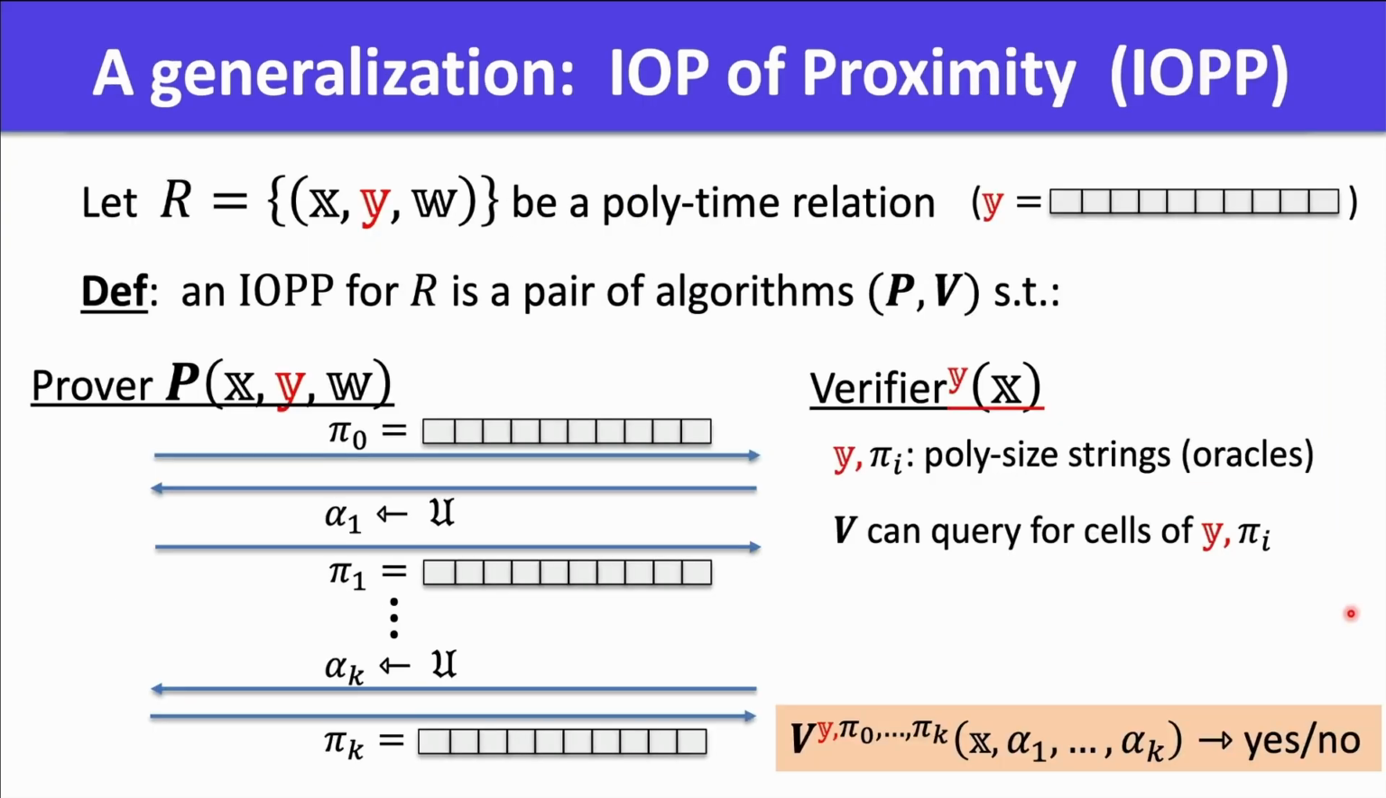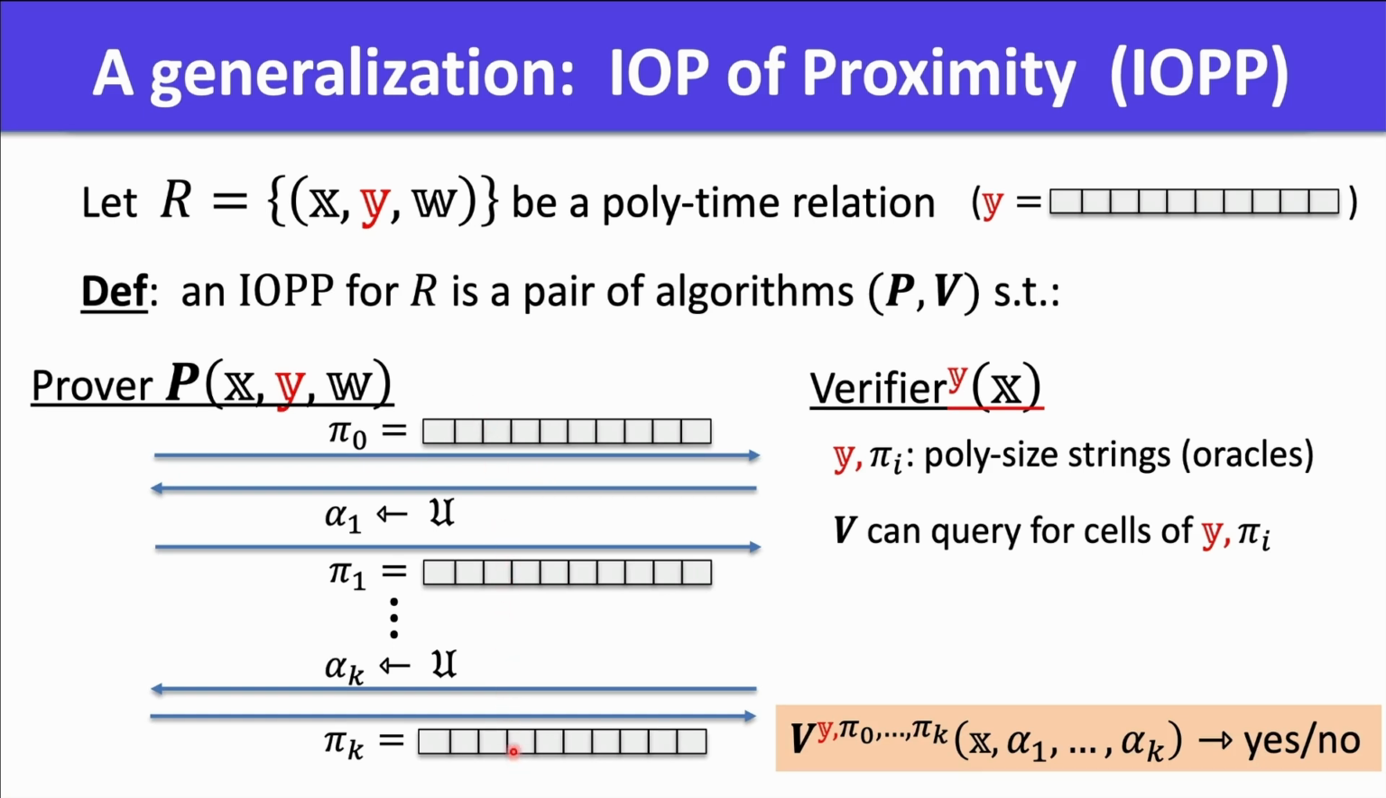The next concept we need is a slight generalization of an IOP, which is what's called an IOP of proximity, or an IOPP. So in an IOPP, the relation is actually made of triples x, y, and w. x and y are called the instance, and again, w is called the witness. But this time, y is one of those strings that the prover could have sent to the verifier. The difference is that y is now given, of course, to the prover, but y is given as an oracle to the verifier. So the verifier can query y wherever it wants, but it's not given y as an explicit input. Only x is given as an explicit input.